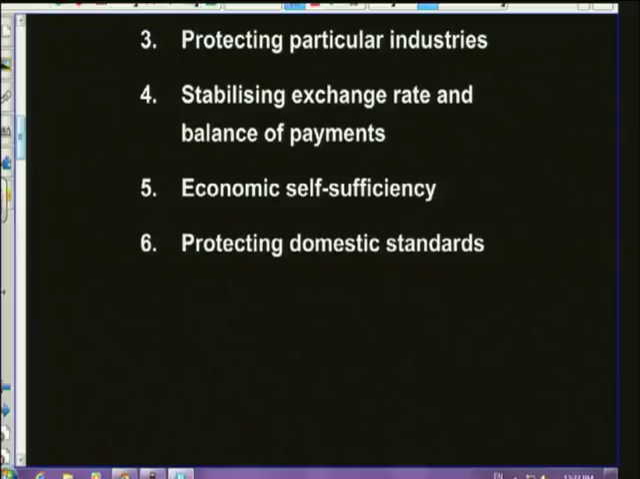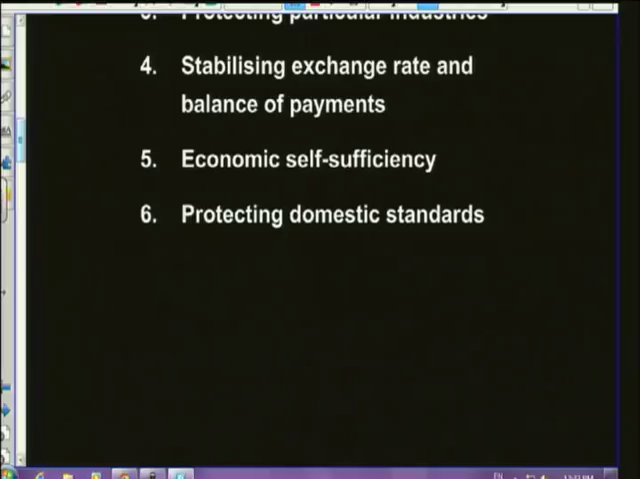Point 4, very important: if you continue to import products, that means that you create an increased demand for the currency of the country that you are importing from, because you have to pay them in their currency. And that could have an effect on the value of your own currency. If you can stimulate exports, countries who import from our country will have to pay us in our currency, and that leads to an increase in the demand for our currency, and it also makes our currency stronger. So therefore, point 4 says stabilizing exchange rate and the balance of payment.